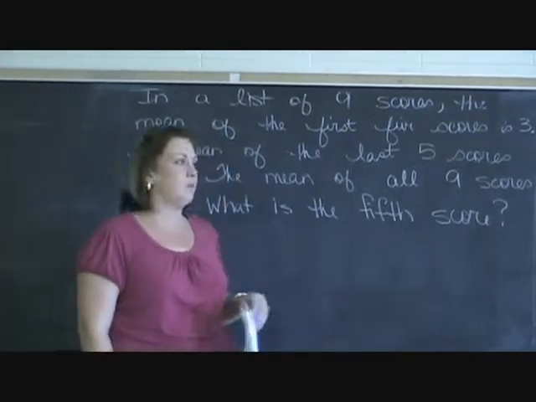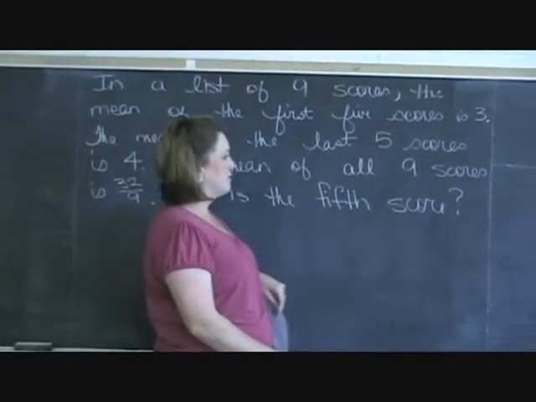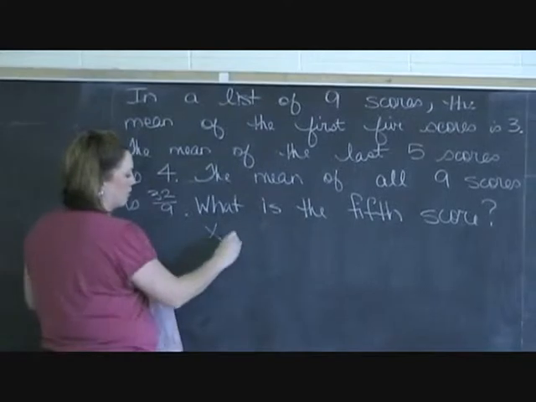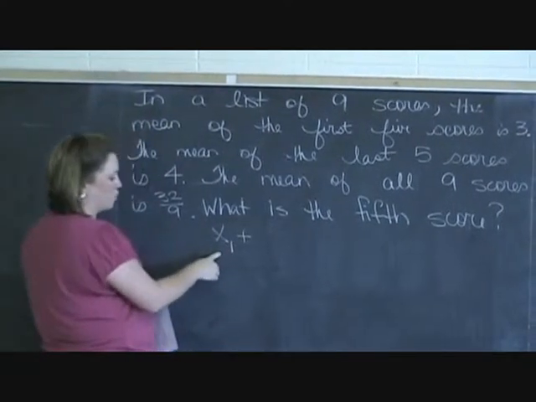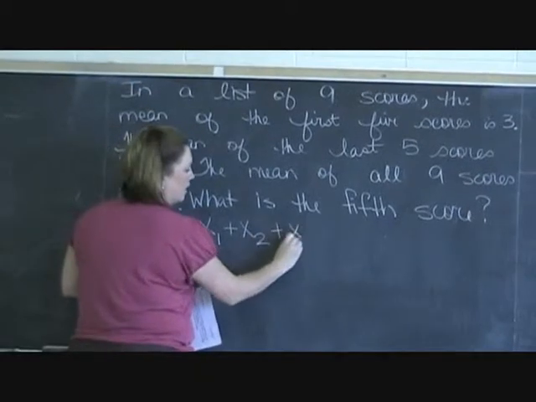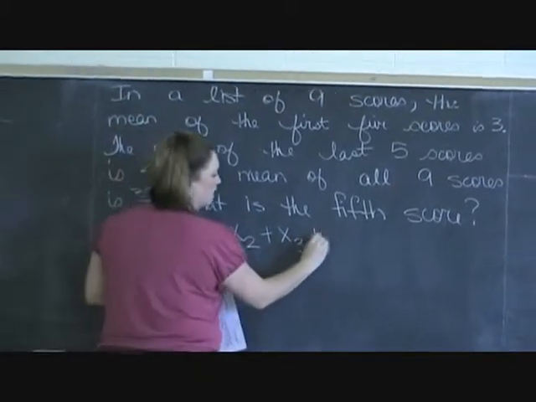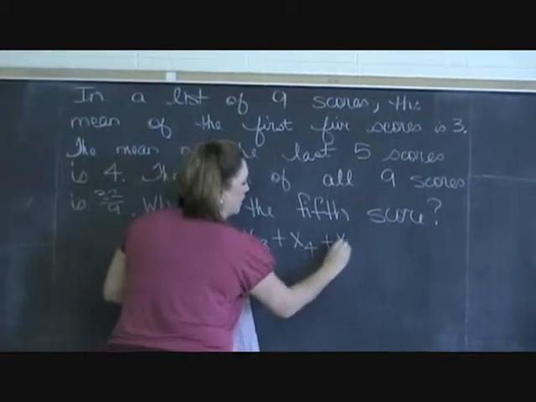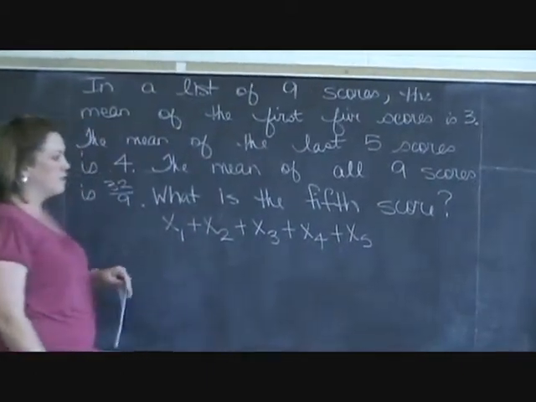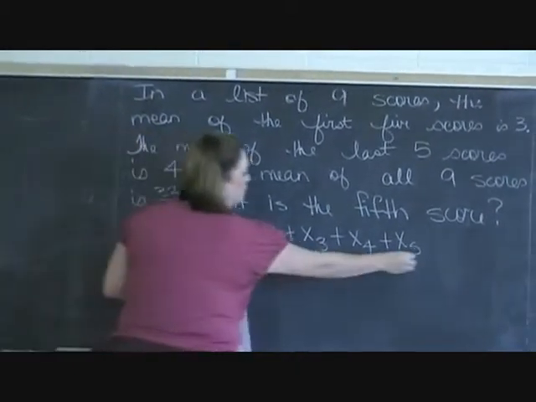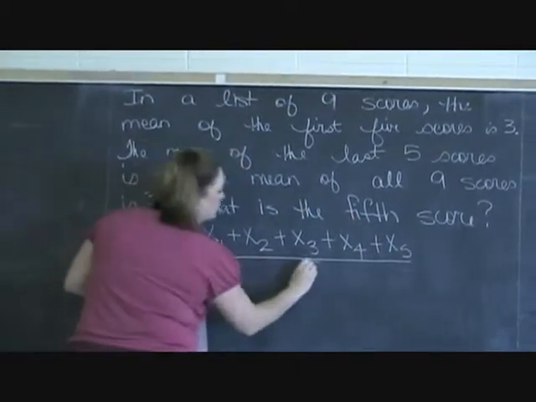I would begin this problem by letting X represent the scores. So I'm using X sub 1 to represent score 1, X sub 2 is score 2, X sub 3 is score 3, X sub 4 is score 4, and X sub 5 is score 5. Finding the mean of those scores means to add them together and divide by the number of scores.